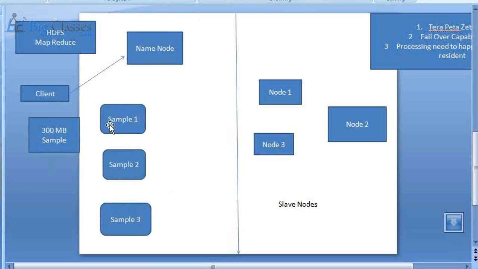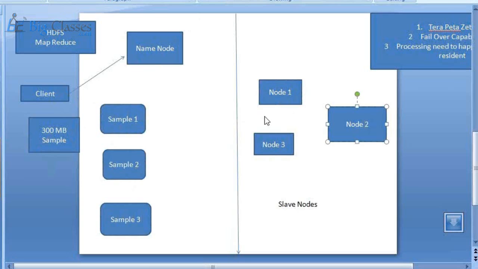Once the name node splits these blocks, the name node will tell the client that sample 1 has to be stored in node 1, sample 2 has to be stored in node 2, and sample 3 has to be stored in node 3. Like that, it starts telling.